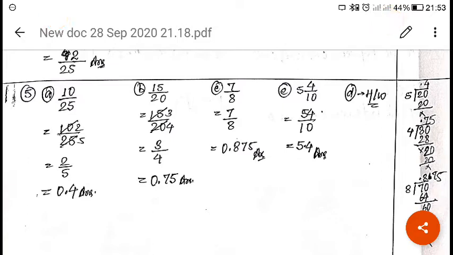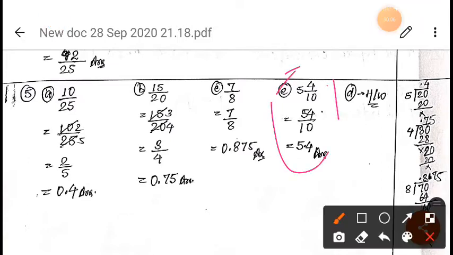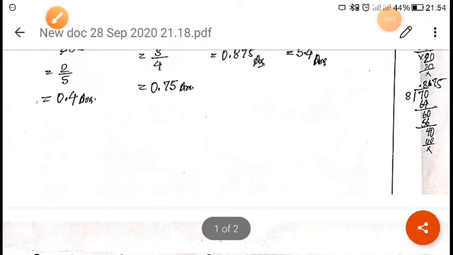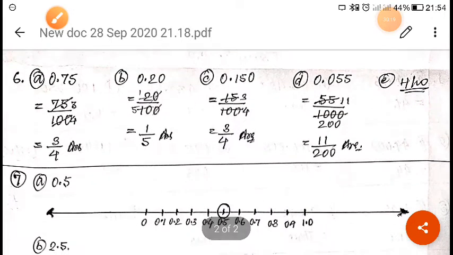Now next is again the same, it is very easy, as you can see. 5 2s are 10, 5 10s are 50, 50 plus 4 it will be 54 by 10, and since 54 by 10 is there, it will be written as 5.4, right? Easy, right? Now next is the same as it is. Express the following as a fraction in the lowest form.